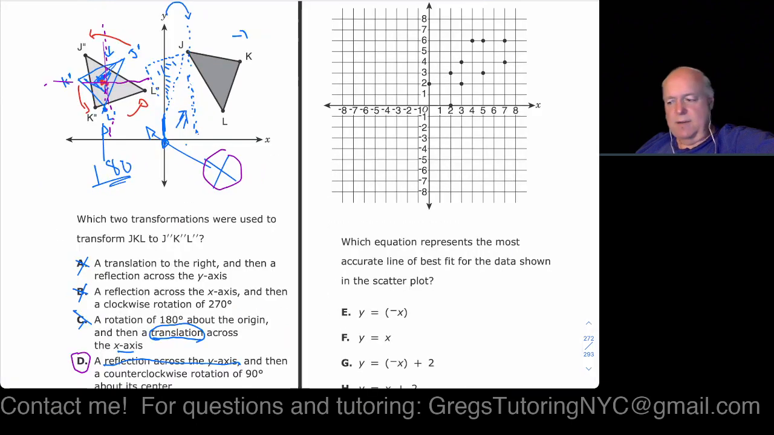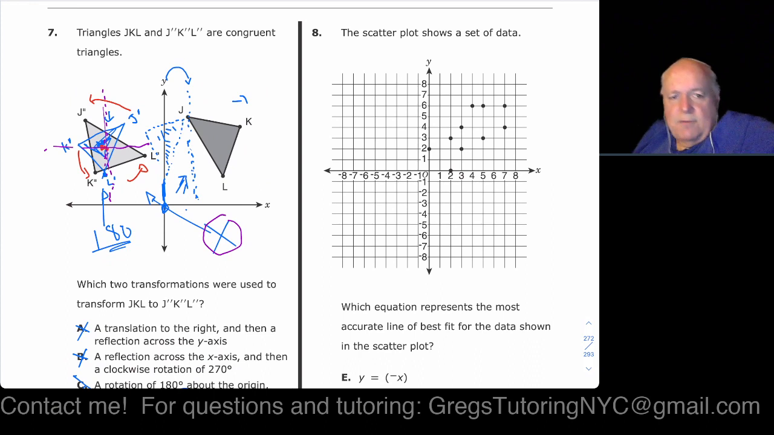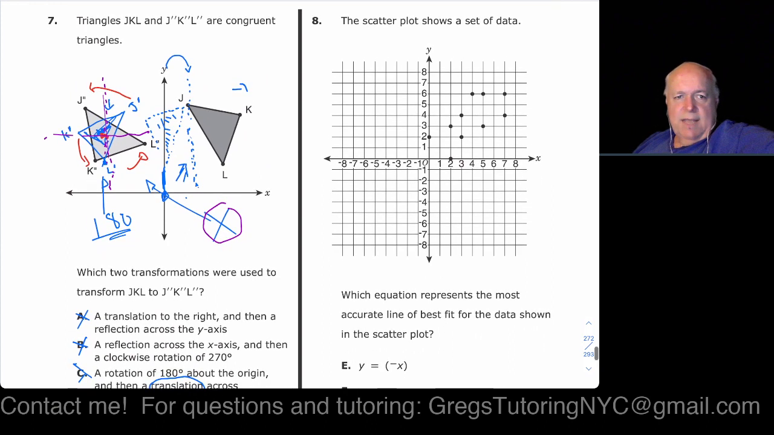That's number 7. Number 8 is also kind of a busy one. It says the scatter plot shows a set of data, and we can look at it. There's an X, there's a Y. Everything's in units of ones, so there's nothing controversial here. The scatter plot shows a set of data. Which equation represents the most accurate line of best fit for the data shown in the scatter plot?